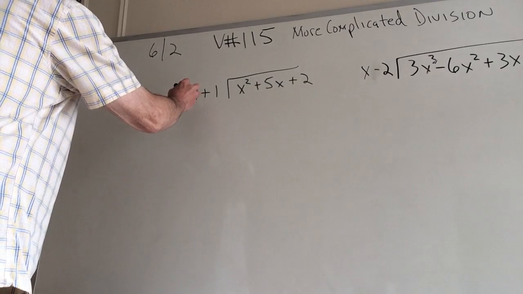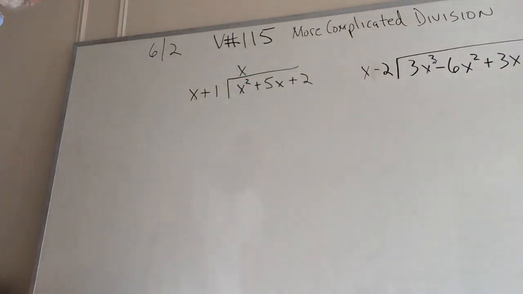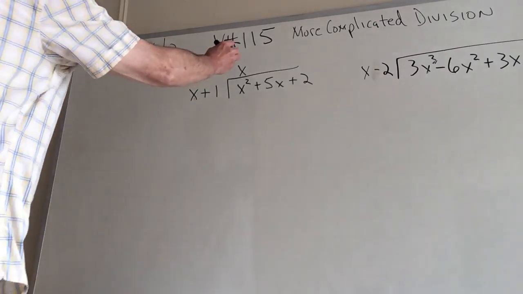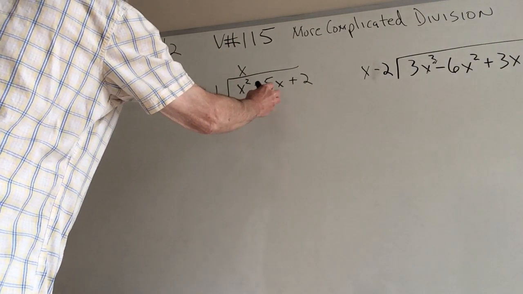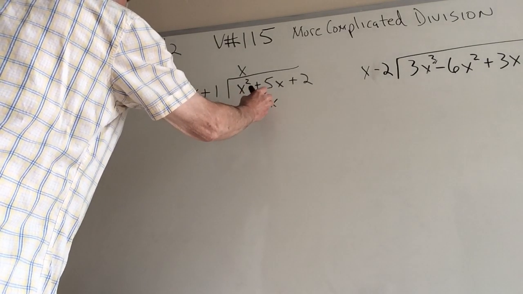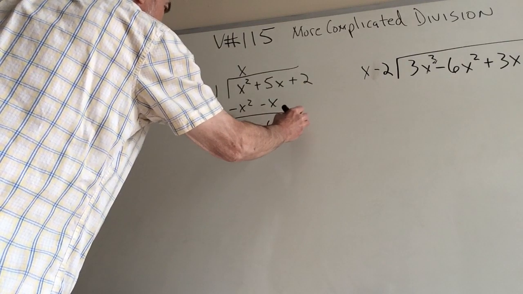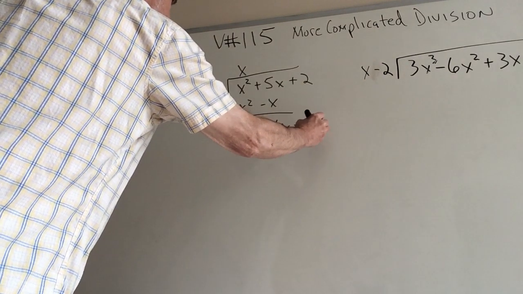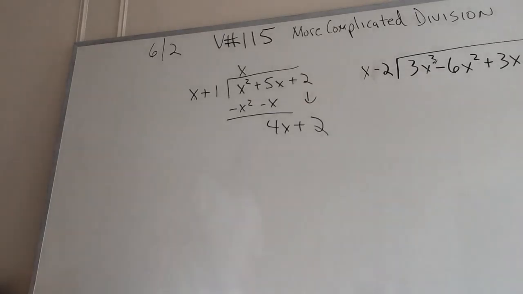So here we go, like what we did yesterday. X goes into x squared x times. Okay, so you see me doing that. X times x is x squared. X times 1 is x, and subtract. So far, so good. 4x plus 2, because I bring down the 2. So I think everybody sees what I'm doing.